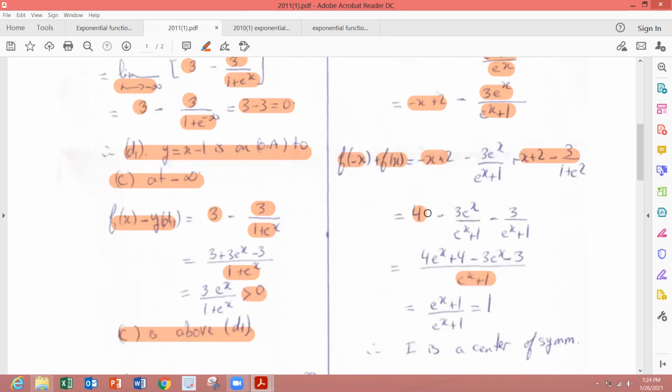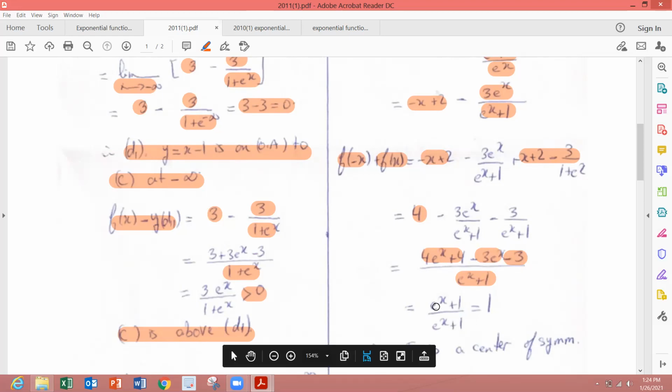Then it will become 4e^x. We multiply e^x plus 1 times 4. It will become 4e^x plus 4 minus 3e^x minus 3. 4e^x minus 3e^x is e^x. 4 minus 3 is 1. So we get e^x plus 1 over e^x plus 1, which is equal to 1. Therefore, I is a center of symmetry.